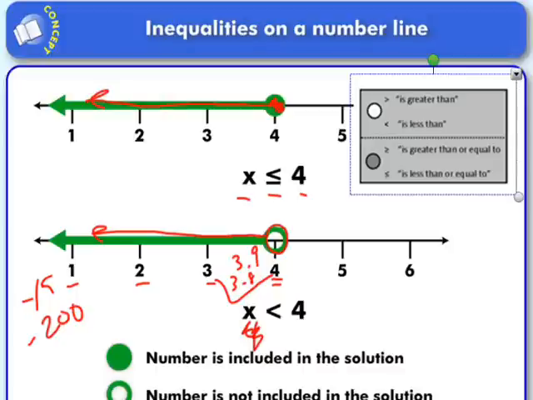So just remember, if you're including the number in your solution, you're going to use a closed circle. You're going to color it in. If the number is not part of the solution, you're going to use an open circle. Another helpful tip when you're graphing: when you have the x on the left side of the inequality, the arrow in the graph is going to point the same way as the arrow in the inequality. And that's only when the x is on the left-hand side of the inequality, though.